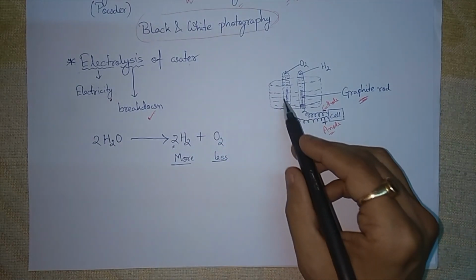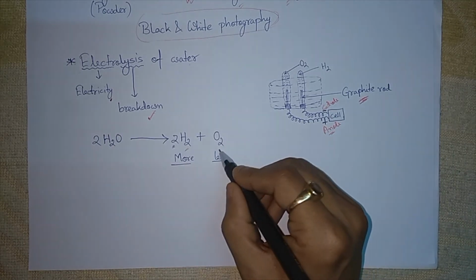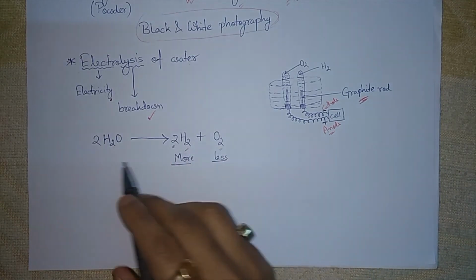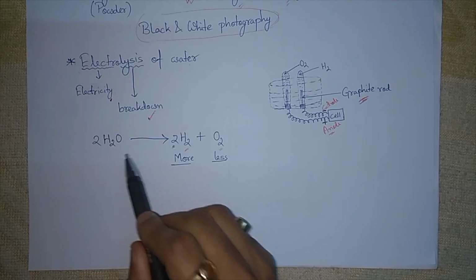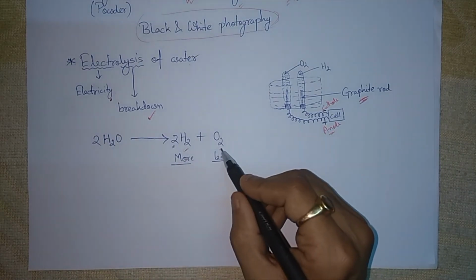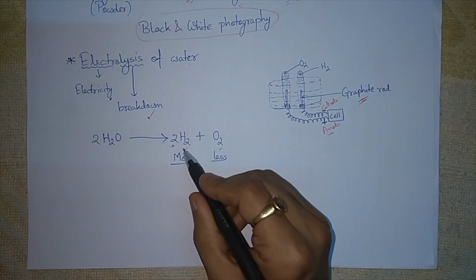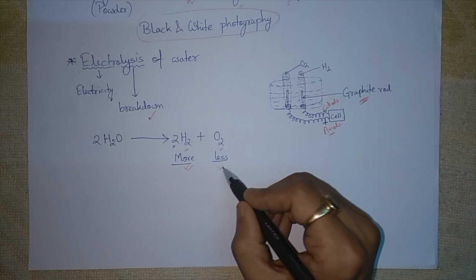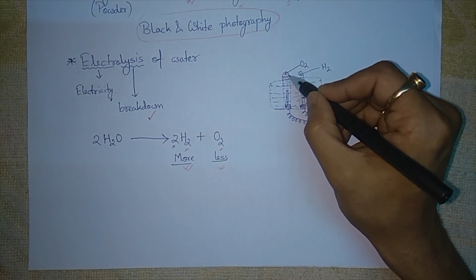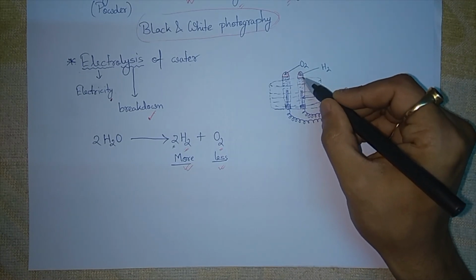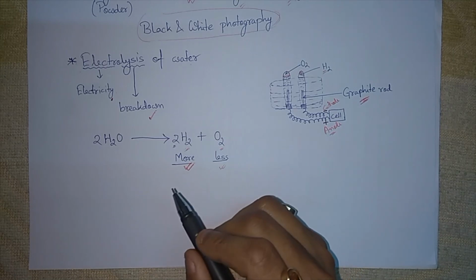Water is broken down in presence of electricity into hydrogen gas and oxygen gas. This is a balanced equation. Remember, two water molecules break down to give two hydrogen gas molecules and one oxygen gas molecule. So more hydrogen, less oxygen. That's why you can see less space for oxygen and more space for hydrogen, because hydrogen is being produced in a greater amount.